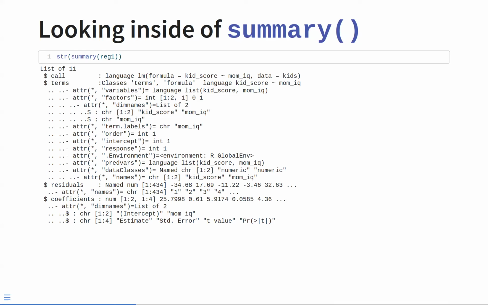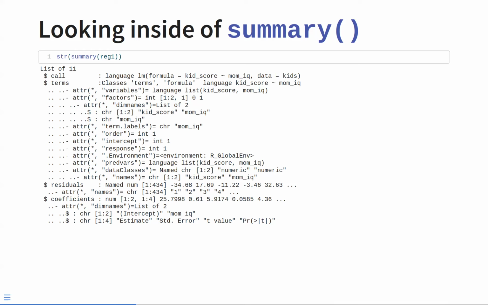Now, what about summary? Well, summary of Reg 1 also produces a gigantic object. What kind of object is it? Well, we can find out using our handy str command. It's a list. You're starting to get the hang of it now. Lists are going to be what's used in R to contain any sort of complex list of heterogeneous things. So summary of Reg 1 is itself a list that contains all kinds of things, and we can see that they're all in here.